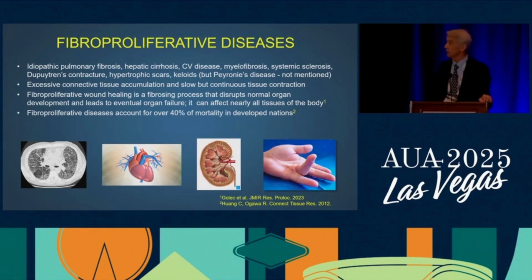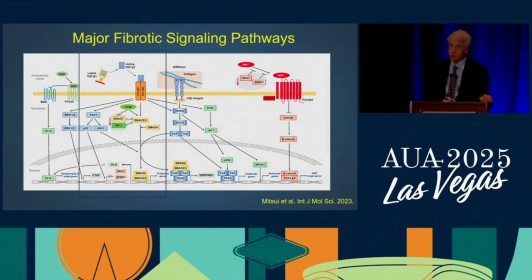fibrosing process that disrupts normal organ function and development and may even lead to organ failure, and it can affect nearly all tissues in the body. Fibroproliferative diseases account for 40% of mortality in developed nations, and this is really quite important to recognize and put in any kind of grants.